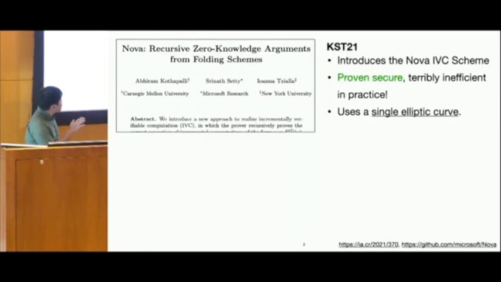The Nova paper in 2021 introduced a novel construction of IVC called the Nova IVC scheme. Now, while the construction in the paper was proven secure, if it had been implemented in practice, it would have been incredibly inefficient. The reason is that in the paper, they use a single elliptic curve group. And this meant that a lot of non-native arithmetic had to be represented within their constraint systems, and hence had a huge overhead.